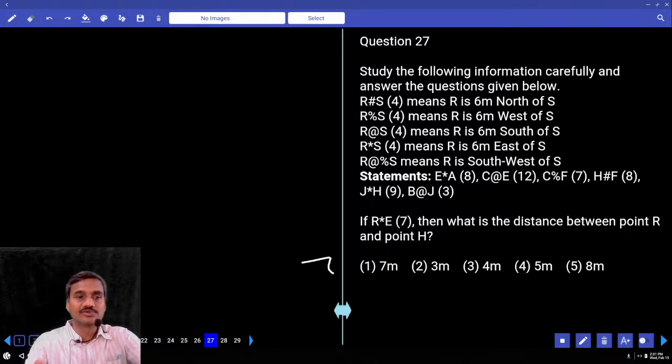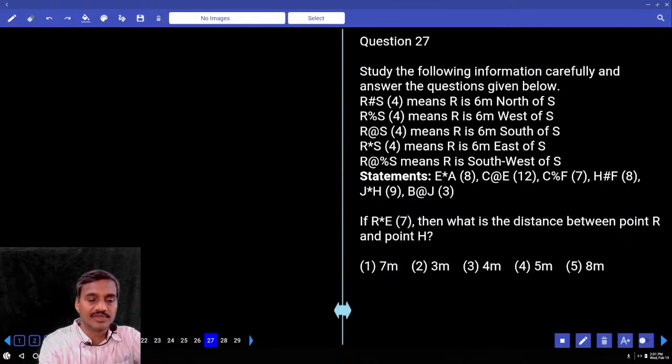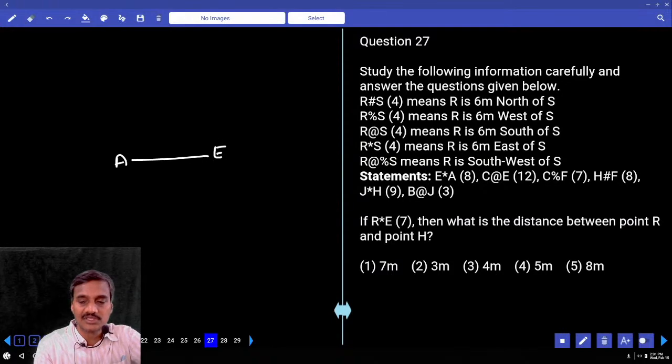Now in this 27 to 29 once again, first let us start with what? E star. Now star stands for E is to the east of A. Now A is here, E is here, E is to the east of A, and the distance is how much? 10 meters. And C at the rate of. C is to the south of E, and the distance is how much? 12 plus 2, 14.